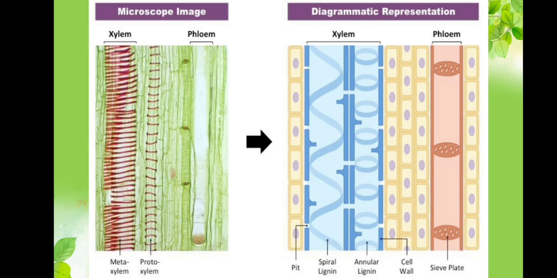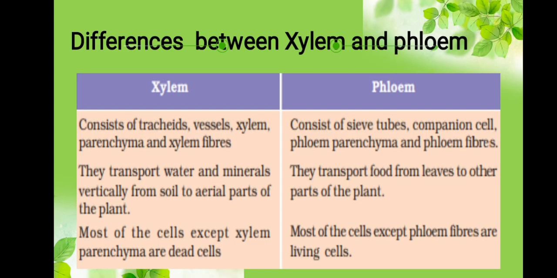This slide shows the differences between the xylem and the phloem. Xylem consists of tracheids, vessels, xylem parenchyma and xylem fibers. Phloem consists of sieve tubes, companion cells, phloem parenchyma and phloem fibers. Xylem transports water and minerals vertically from soil to aerial parts of the plant. Phloem transports food from leaves to other parts of the plant.